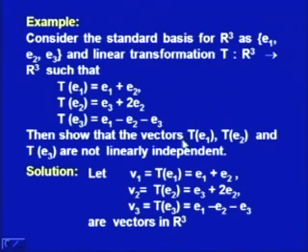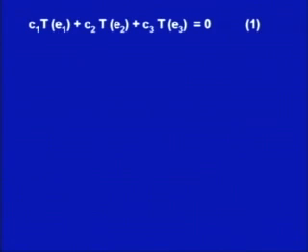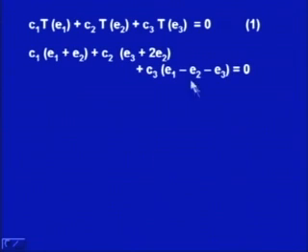Now, you have to show that the vectors TE1, TE2 and TE3 are not linearly independent. So, let us consider V1 as T of E1, which is E1 plus E2, and V2 is TE2, which is E3 plus 2E2, and V3 is TE3 as E1 minus E2 minus E3. These are 3 vectors in R3. Let us consider the linear combination of these 3 vectors, that is C1 TE1 plus C2 TE2 plus C3 TE3 as 0. If these 3 vectors are linearly independent, then C1, C2, C3 will come out to be 0.